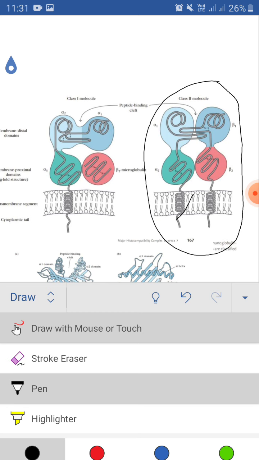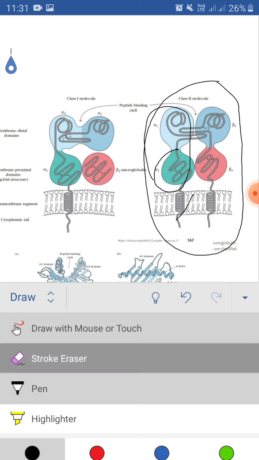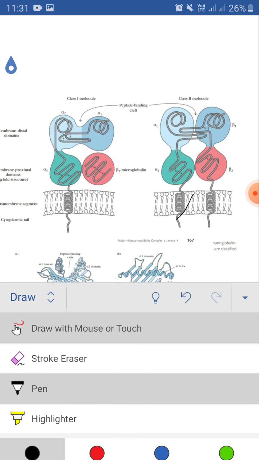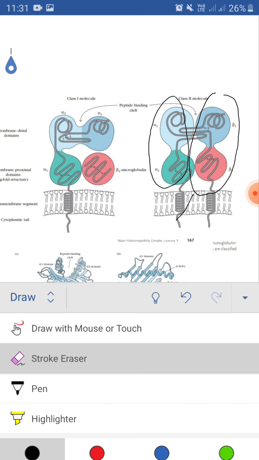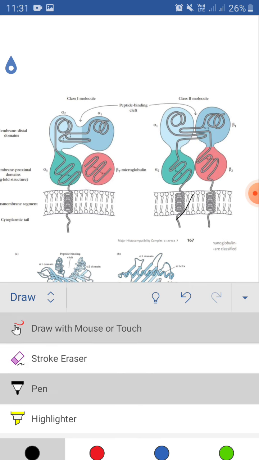Okay, and this is the typical structure of an MHC class 2 molecule. It is composed of one alpha chain. Here you can see, let's first erase this alpha chain, and this is the beta chain. The alpha chain is composed of alpha 1 domain and alpha 2 domain, and the beta chain is also composed of beta 1 domain and beta 2 domain.